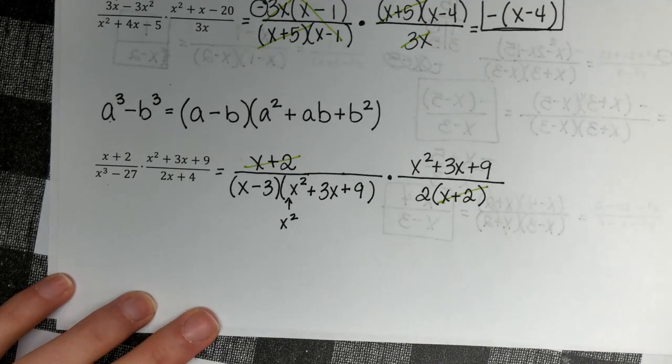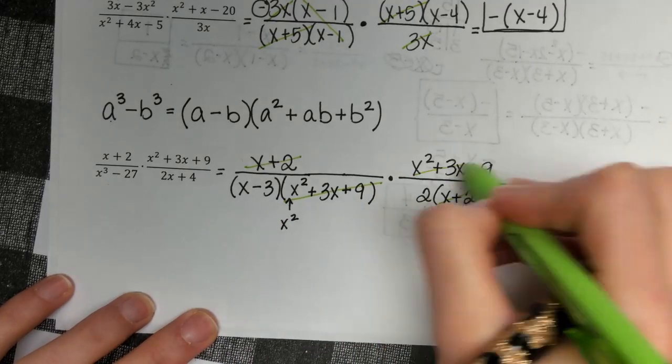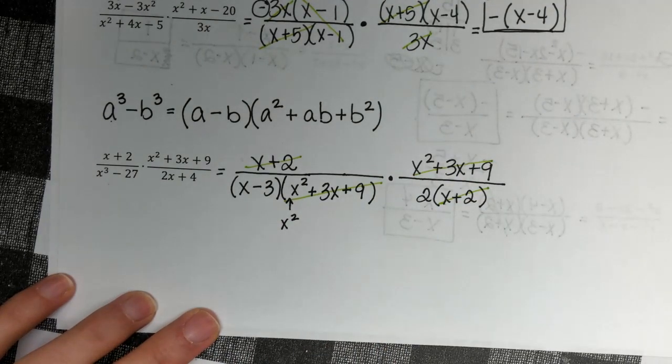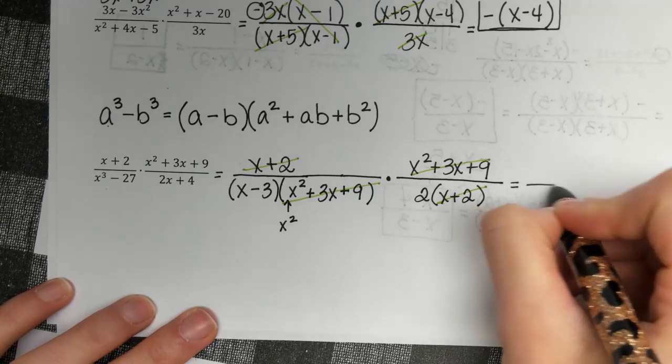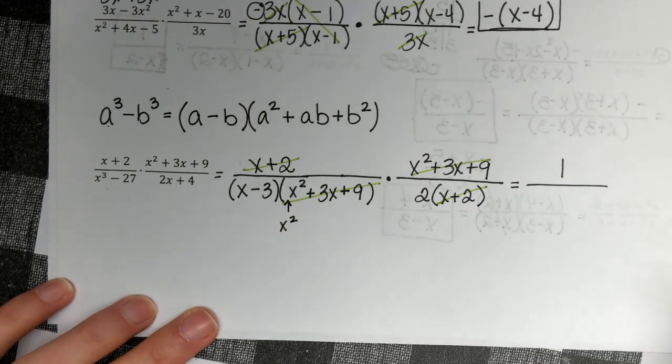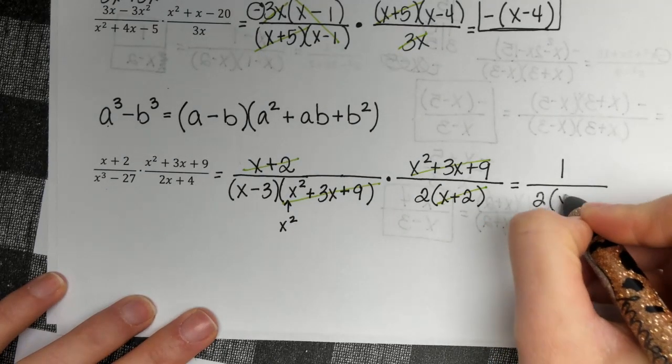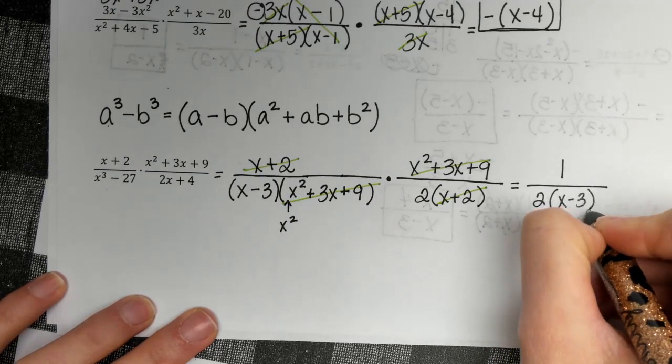What else could I take out? Yeah, that entire trinomial I can cross out. Do I have anything in my numerator? No, so that's just a 1. What's in my denominator? So 2 times x minus 3 in parentheses.